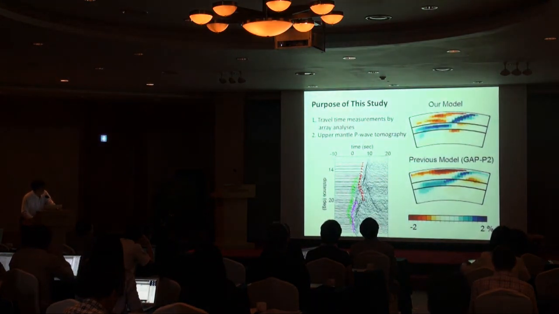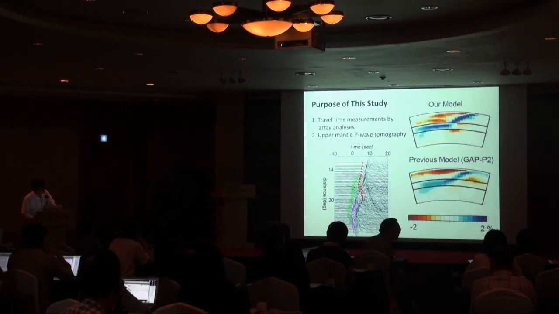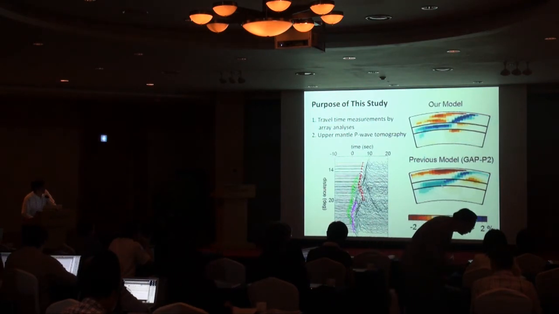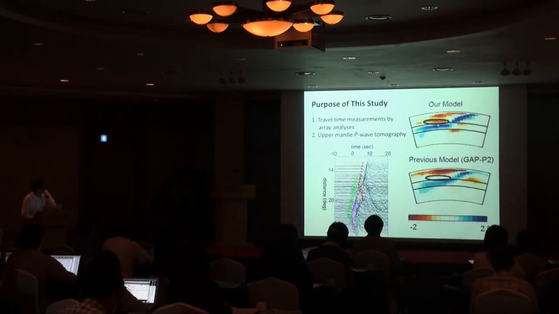In this study, we first conducted the array analysis and measured the travel times of both initial and secondary phases. Using the measured travel times, we conducted the delay time tomography for the P-velocity model. The obtained model has significant discrepancies compared with the previous model, especially in the vicinity of the discontinuities, and new implications for the subduction processes are obtained.